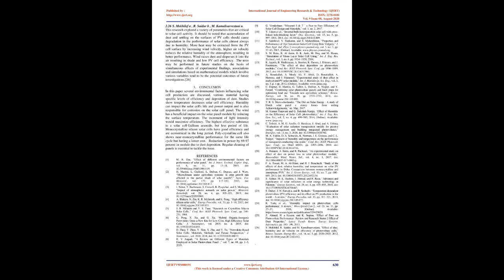The most efficient substance in a solar cell is gallium arsenide, but with a shorter life period. Monocrystalline silicon solar cells have good efficiency and are economical in the long period. Polycrystalline cells also show near monocrystalline performance for the same life cycle but have a lower cost. Power is reduced by 69 to 97% in a module due to dust deposition. Regular cleaning of panels is essential to tackle the issue.